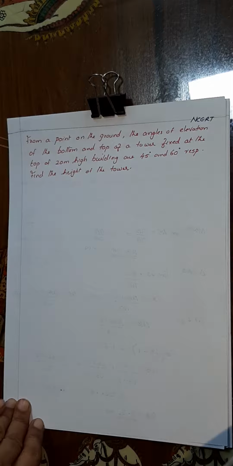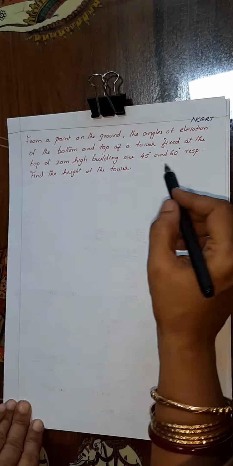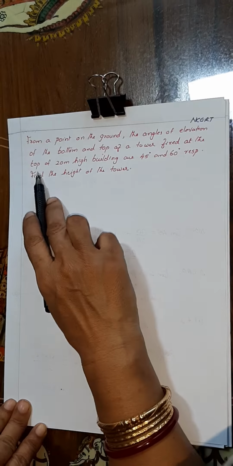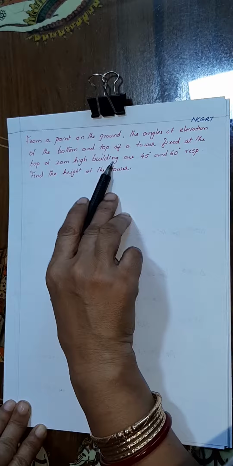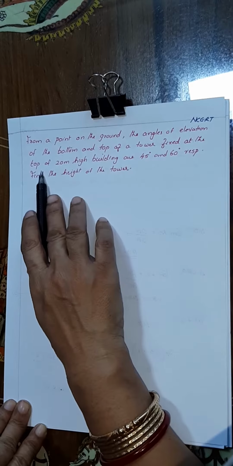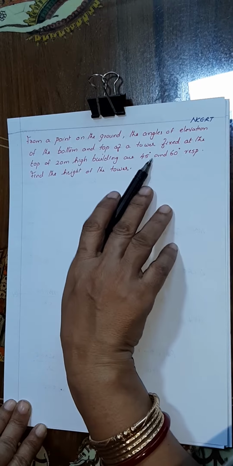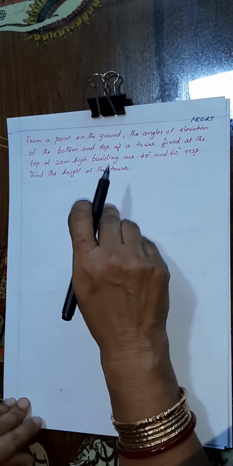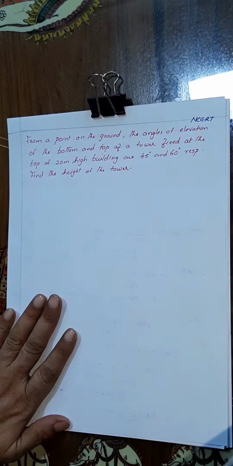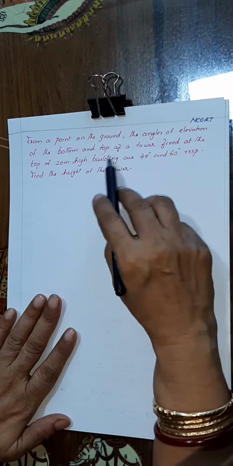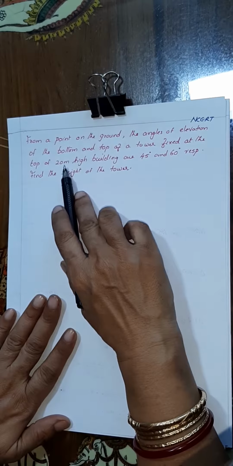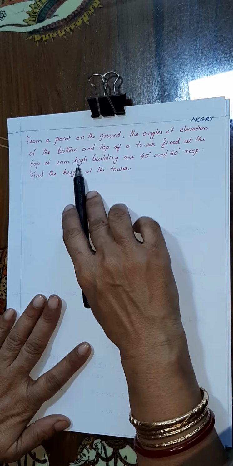From a point on the ground, the angle of elevation of the bottom and top of a tower fixed at the top of a 20-meter high building are 45 and 60 degrees respectively. Find the height of the tower. So the tower is fixed at the top of the building 20-meter high.